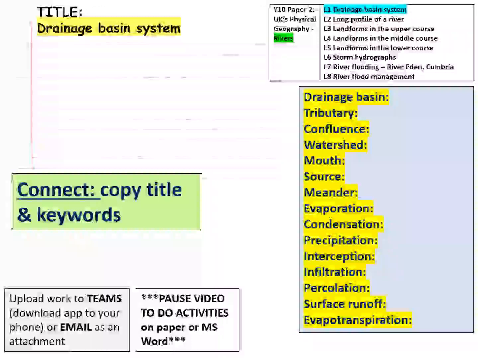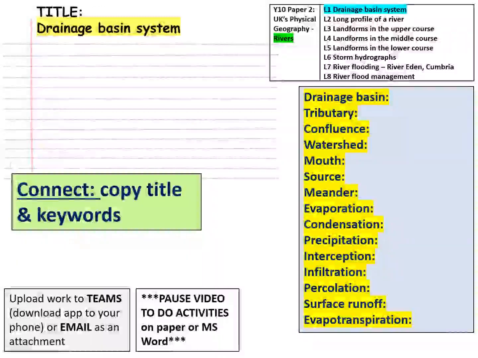Welcome to lesson 1 of the rivers topic for paper 2. The title of the lesson is the drainage basin system, and we're going to get an overview of the drainage basin of a river. I would like you to write down all of the key words highlighted on the right.